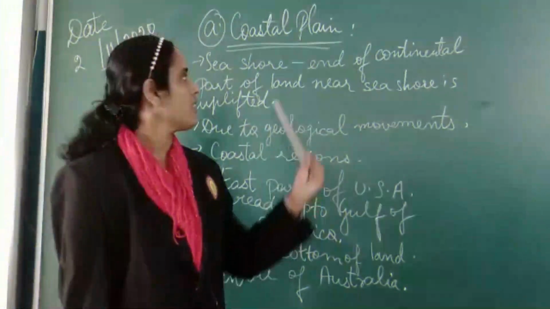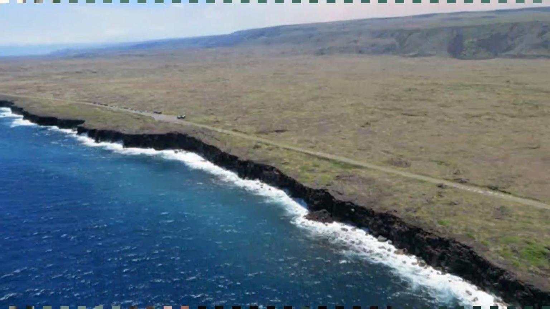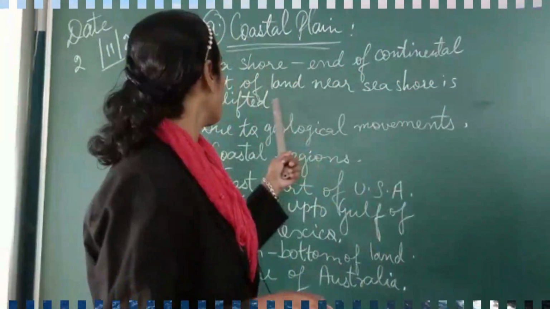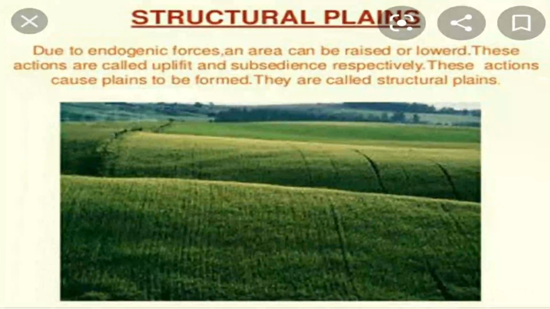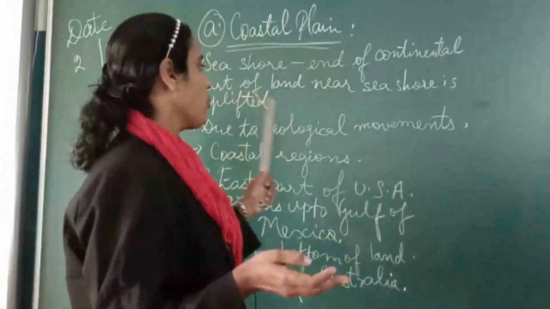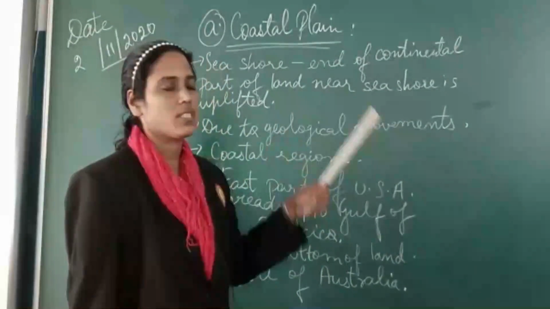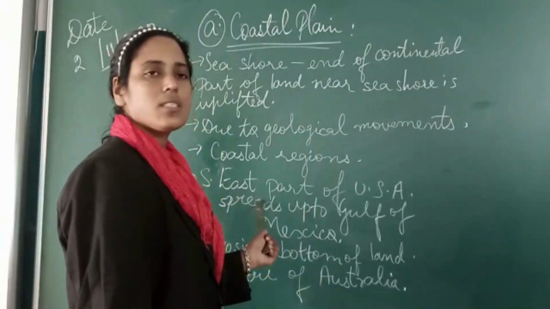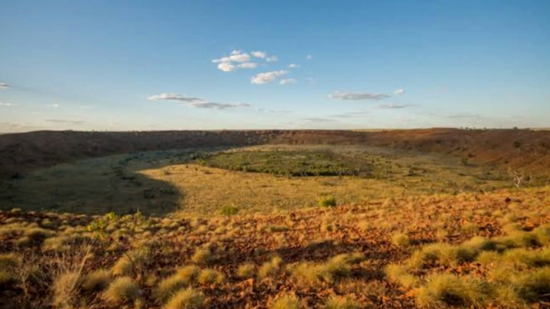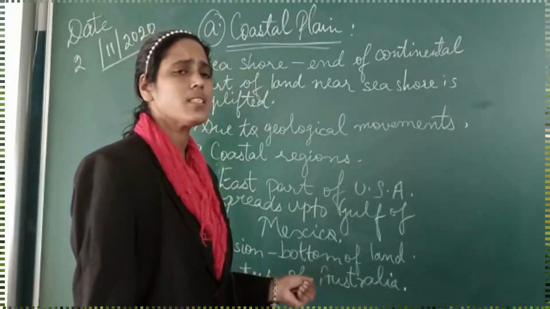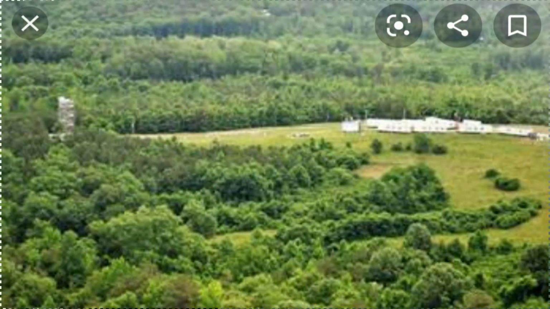Now students, here coastal plain definition is near the seashore, the end of the continental part of land near the seashore is uplifted. That is, such plains are formed mainly near the seashore and the end of the continental part is uplifted. The reasons can be due to geological movements, and coastal regions are the best example of coastal plains. Examples are the southeastern part of USA, which spreads up to the Gulf of Mexico. Some other reasons for formation of coastal plains are erosion at the bottom of the land, and the central part of Australia is the best example of this type of plain.